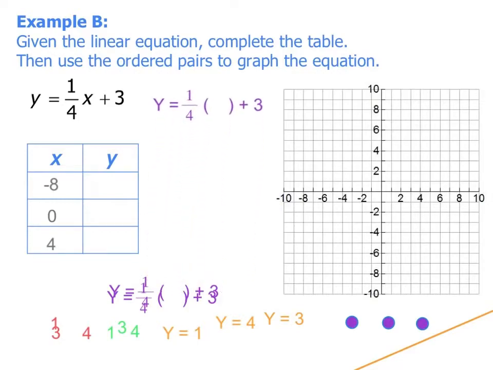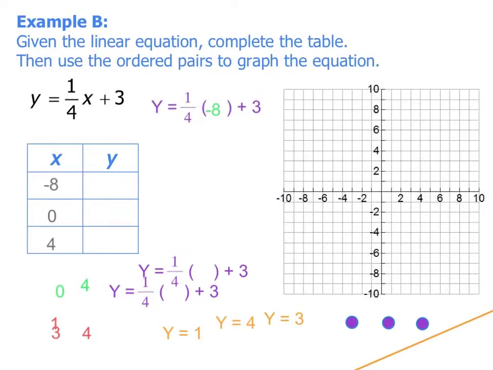I've got y equals 1/4 x plus 3. I'm going to substitute in my first number, and in this case, it's -8. So I'm going to take my -8, substitute it into my equation, and I'm going to run the order of operations. So 1/4 times -8 gives me -2. -2 plus 3 is +1. So I know that y equals 1.